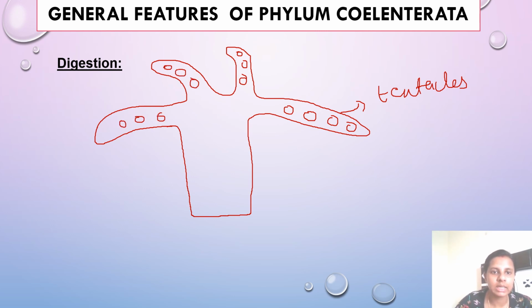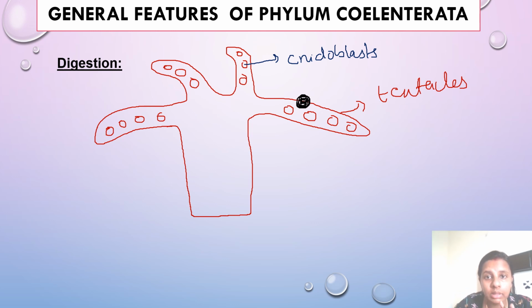So these circle things are nothing but the cnidoblasts. I will tell you in detail what cnidoblasts are and why they have them. Now, this helps in capturing the prey. When they capture the prey, suppose this thing is the prey, let me draw the prey for you. Suppose this is the prey for this particular organism.